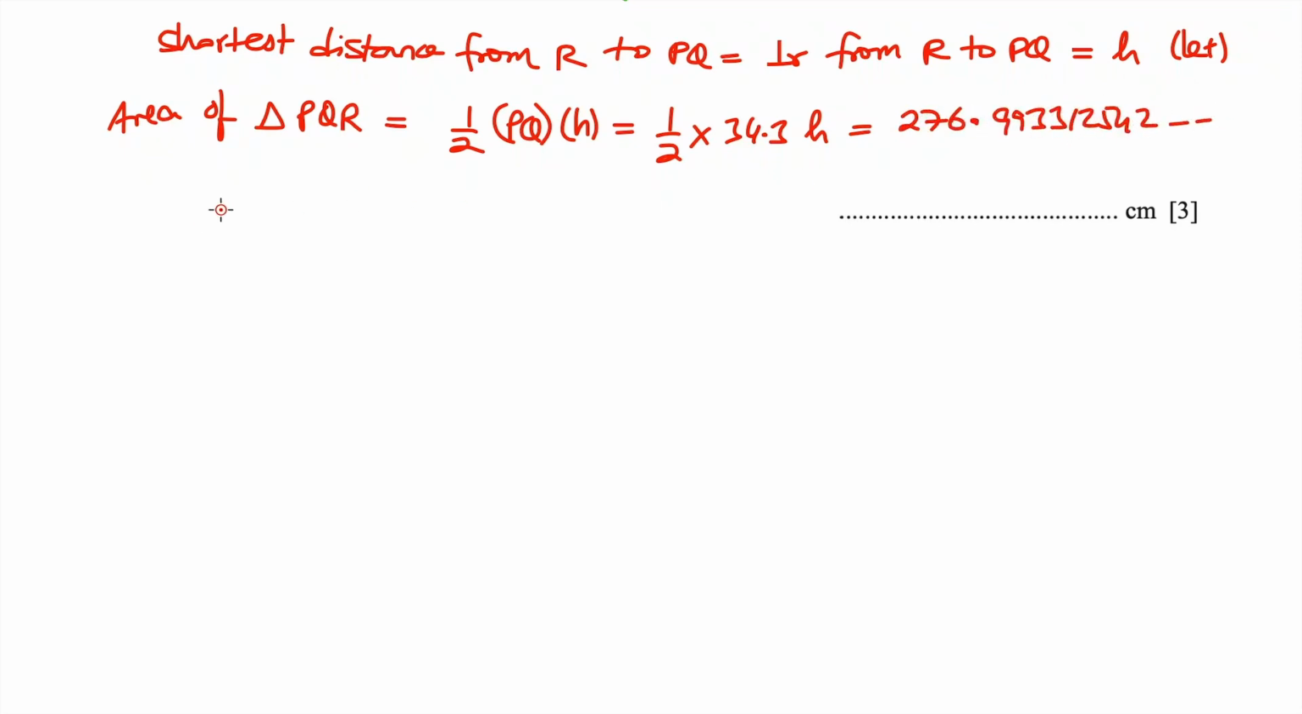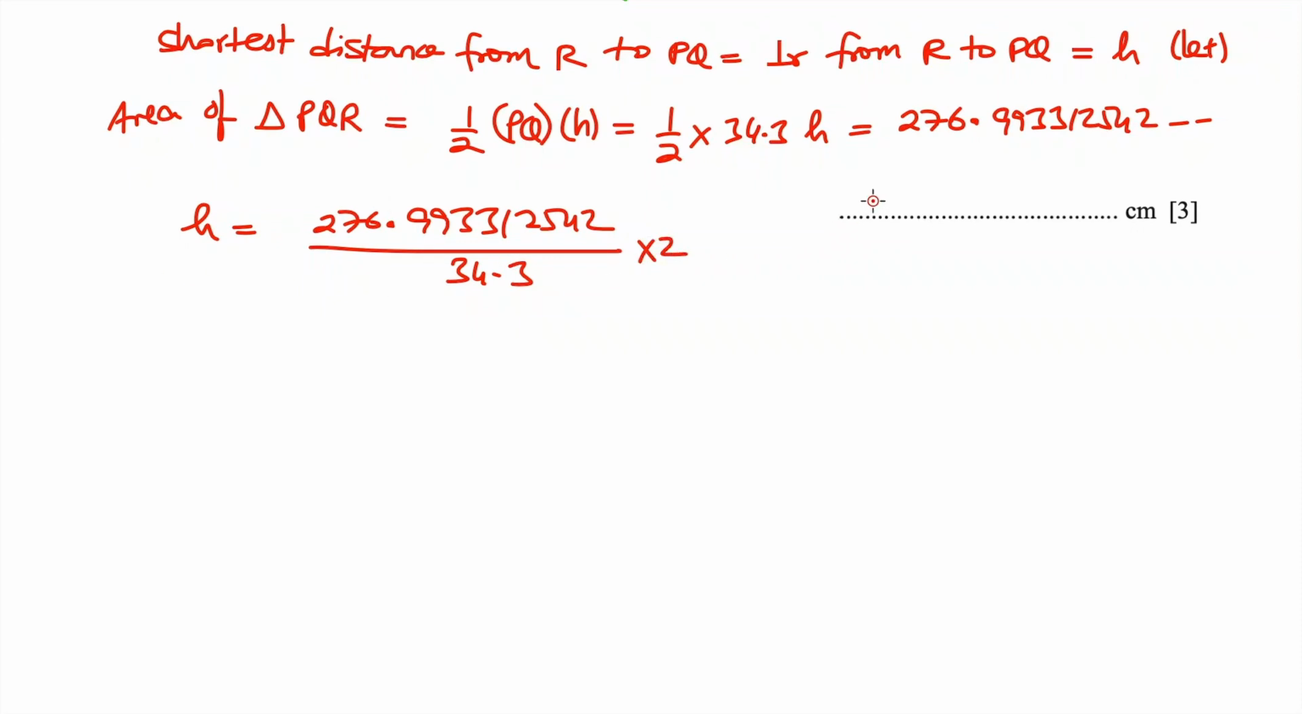So 34.3 into H is equal to 276.99331254 and so on. So therefore the value of H is 276.99331254 divided by 34.3 into 2. And if I calculate the value will turn out to be 16.151213 and so on. So if I cut it to 2 decimal places, it is 16.15 centimeters. And this will complete the problem.